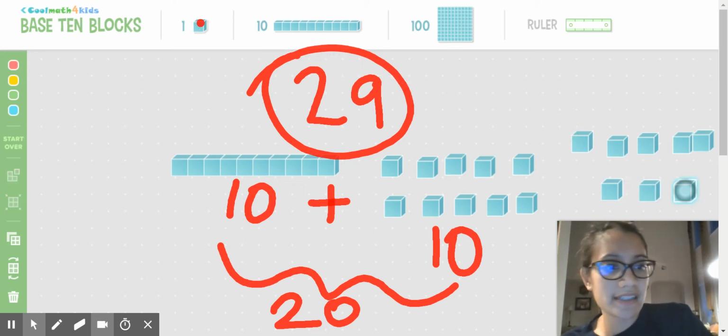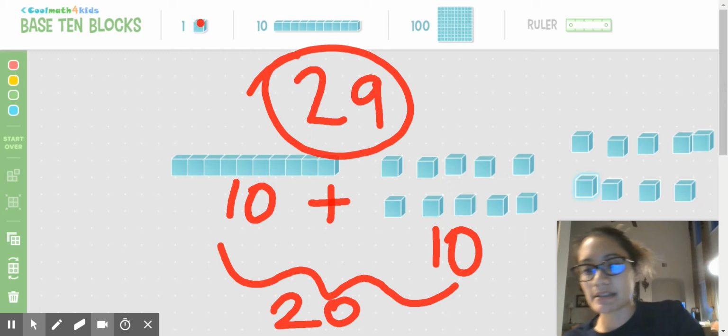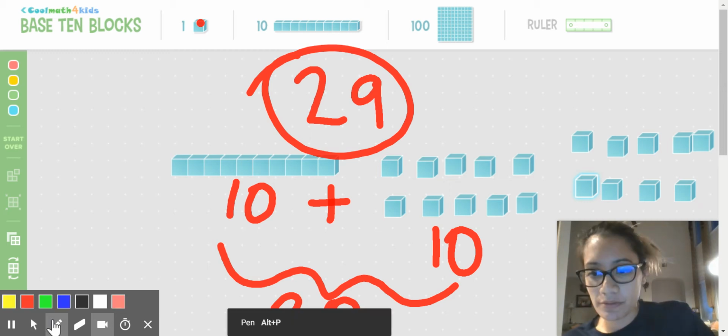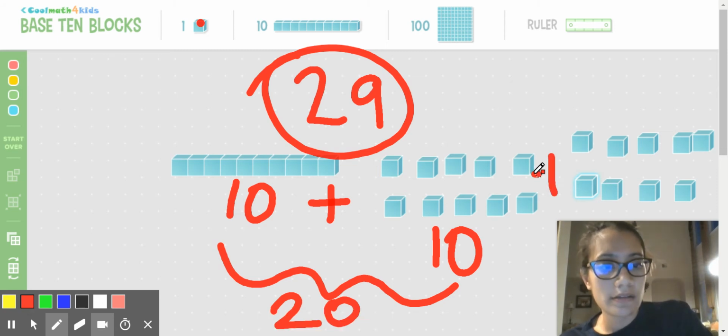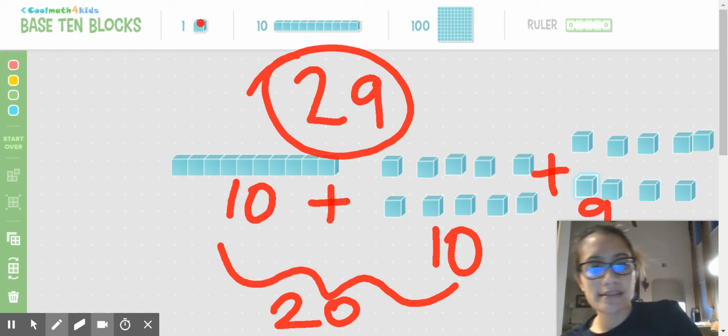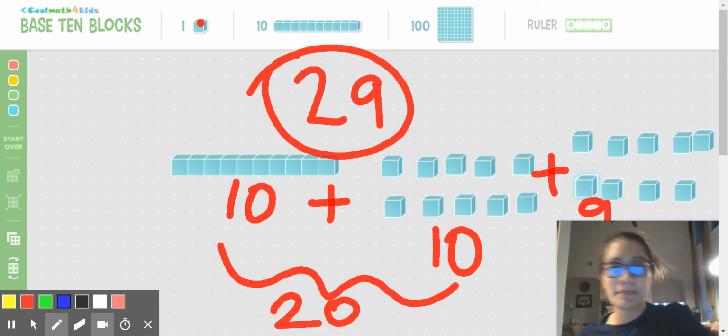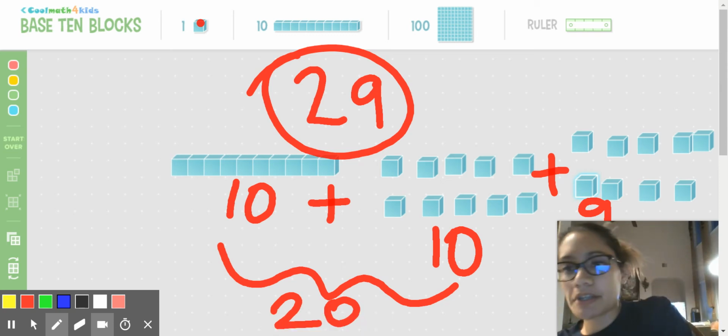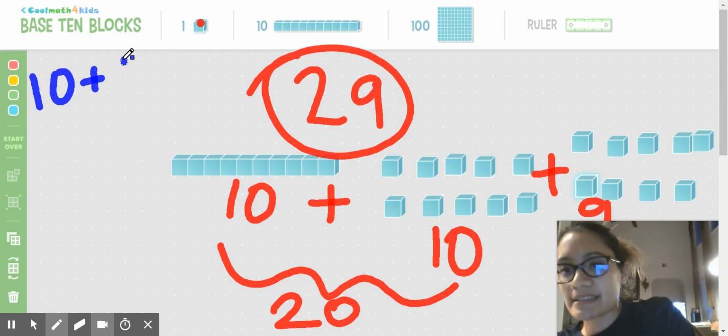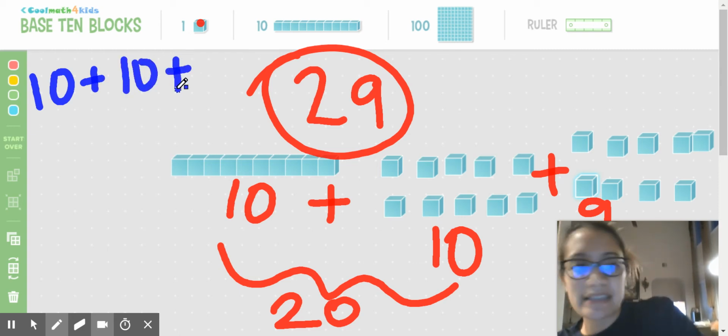And this is just like what you did with me yesterday when you had your base 10 blocks. And we have 9 ones. So I'm going to write this in a different color so you can see what we did. So 29, you can go 10 plus 10 plus 9.